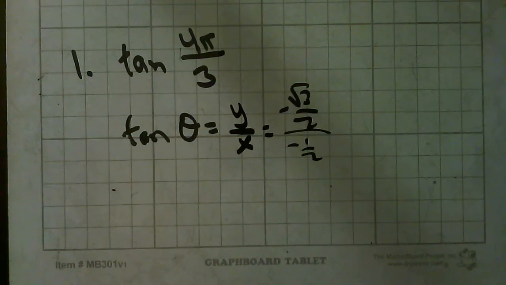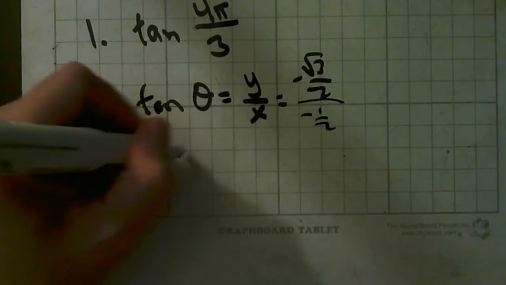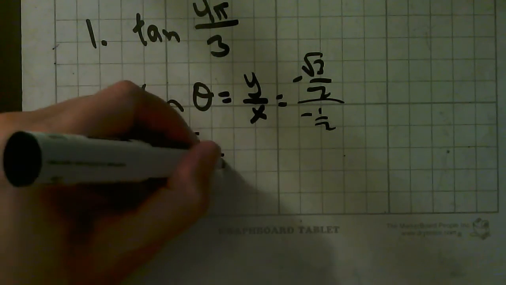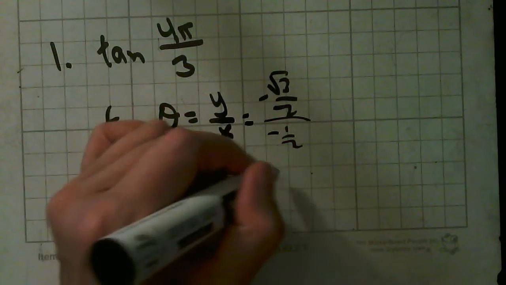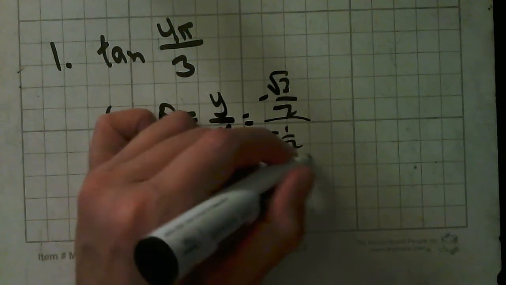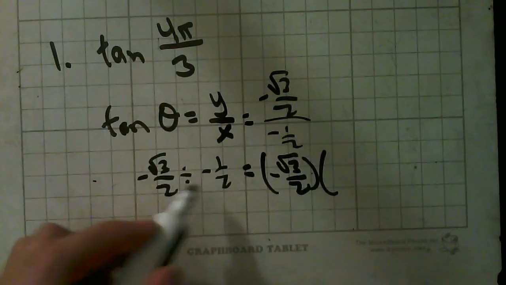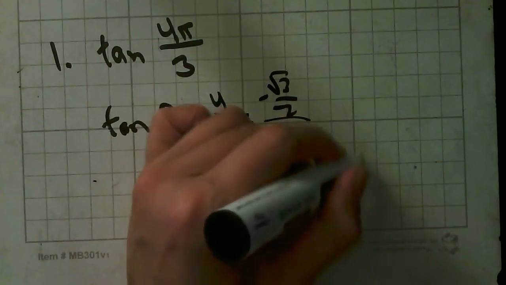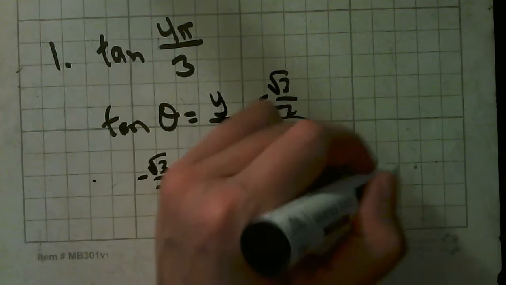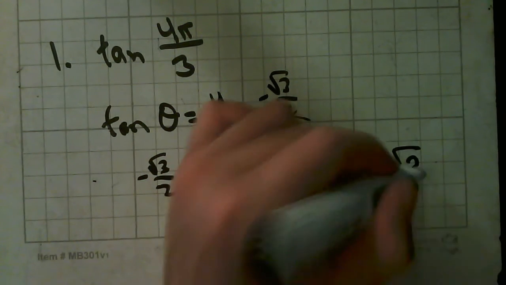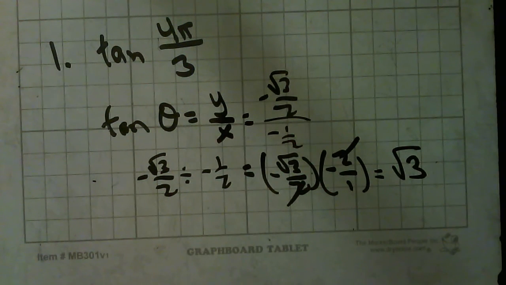Okay, so we're just going to solve this. We got negative radical 3 over 2 divided by negative 1/2. So this is where you do the keep, change, flip. Negative radical 3 over 2, and then we're going to multiply by negative 2 over 1. The 2's are gone. Negative times negative becomes positive, and you're just going to be left with radical 3. Okay, so there's your answer.